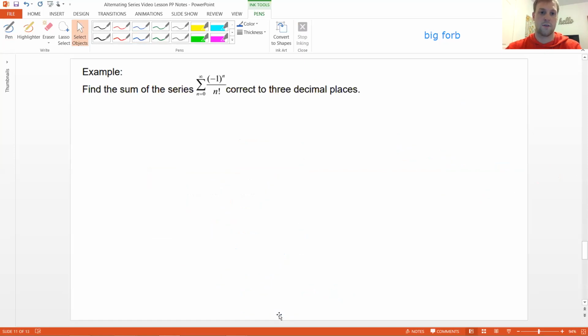Okay. This next one's kind of the fun one. All right. This is how you would see it. It says, find the sum of the series correct to 3 decimal places. So it's not asking you to find the actual infinite sum. It wants you to find an approximation that is accurate to 3 decimal places. Okay. So this is how you would do it.